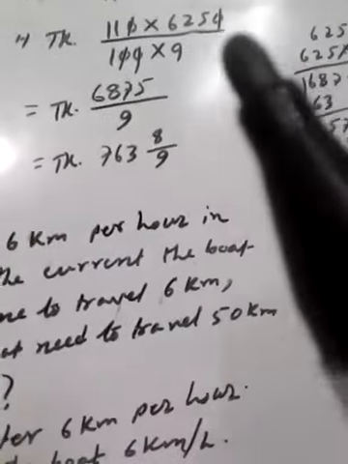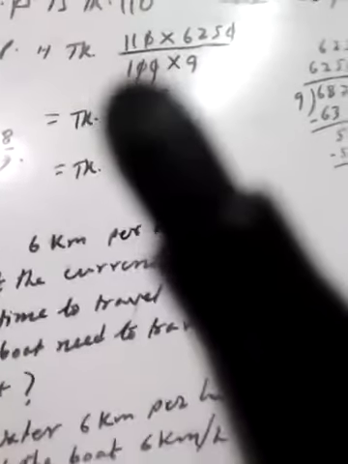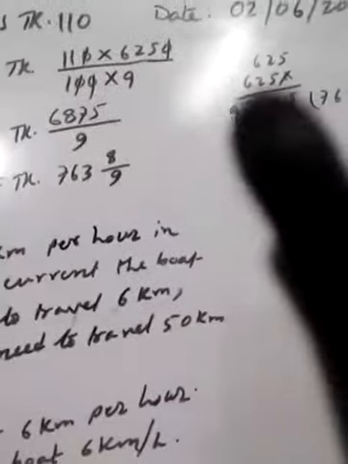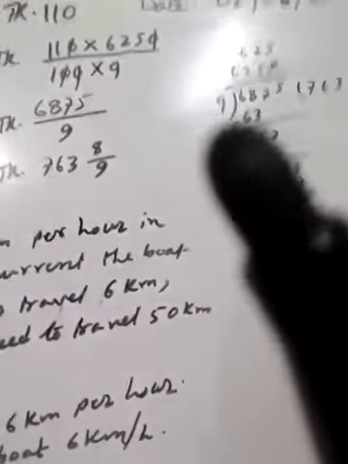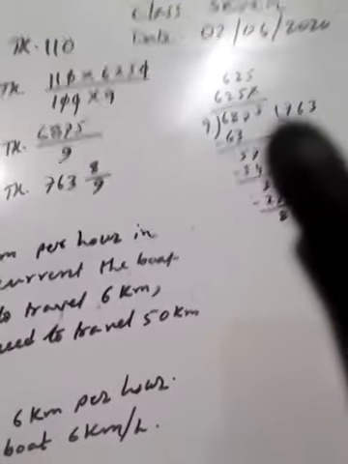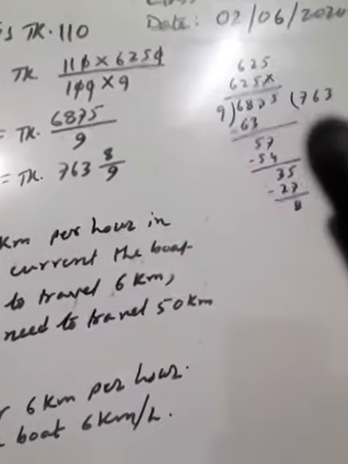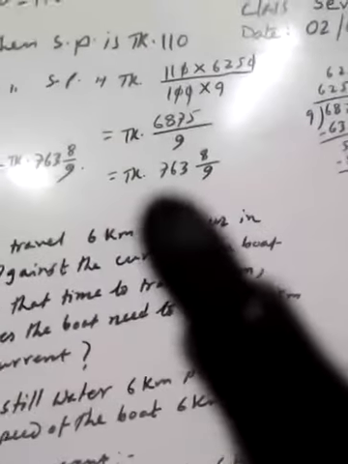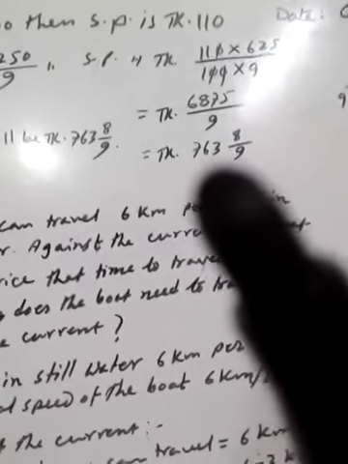Then this 0 and this 0 you can cut, and this 0 and this 0 cut, remaining 625 multiplied by 11 by 9. 625 multiplied by 11 gives 6875. This 6875 we have to divide by 9. If we divide by 9, we get 763 whole 8 by 9. The selling price at 10% profit will be 763 whole 8 by 9 taka.